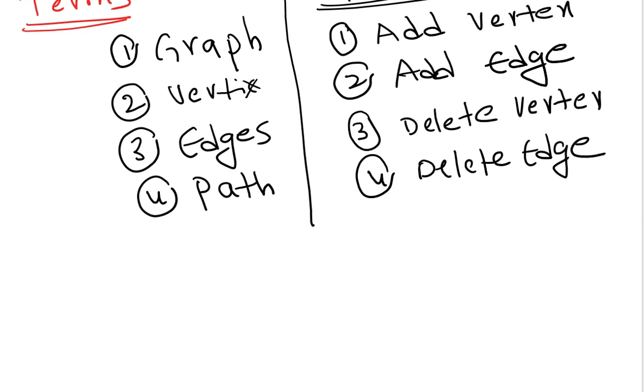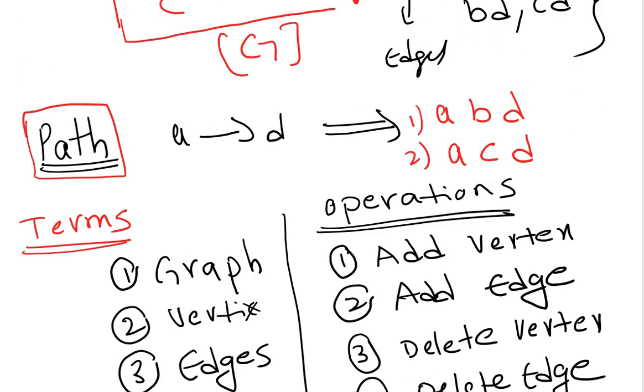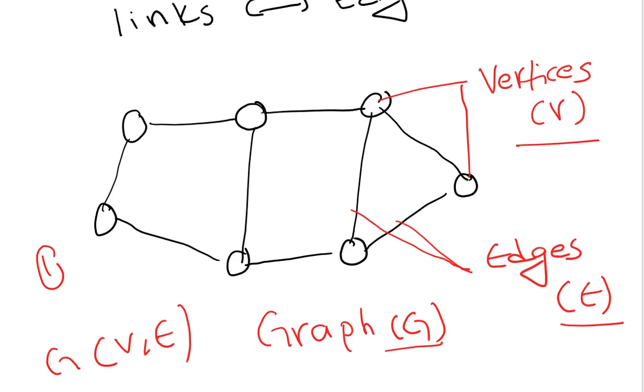And you can visit the nodes. Visit means traversing. How can we traverse? With the help of moving from one place to another. So these are the terms you need to remember here.